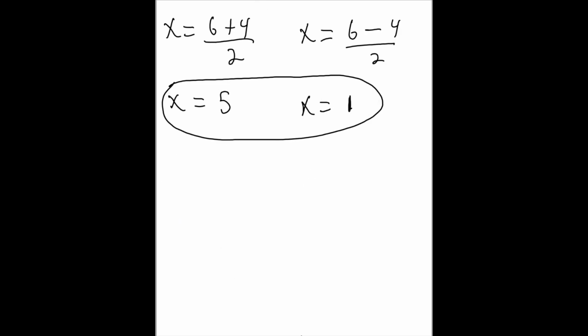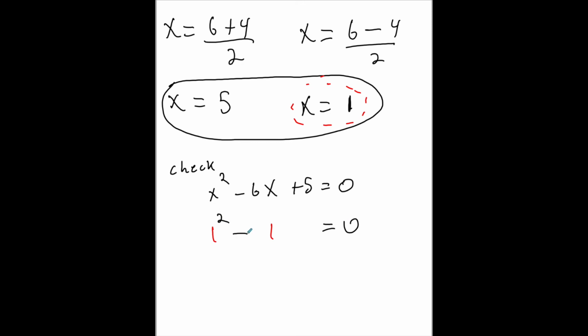You can always check your answer by substituting back into the function, and you should get 0. As an example, if you wanted to check, if you recall my equation, x squared minus 6x plus 5 is equal to 0, I'm going to substitute my 1 everywhere I see an x, and I should get 0. If I don't, then I did something wrong.